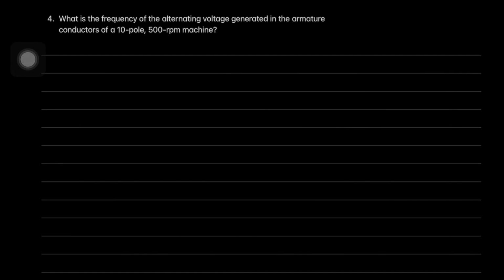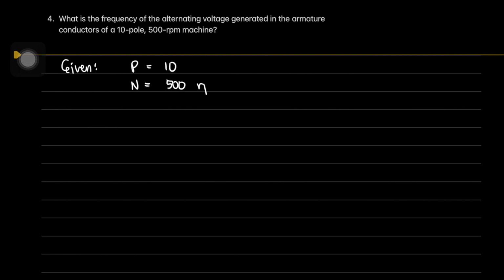Problem number 4. What is the frequency of the alternating voltage generated in the armature conductors of a 10-pole 500 RPM machine? So if we're going to list down the given in this problem, we have the number of poles, which is equal to 10, and the speed of the machine in RPM, which is 500 RPM. Now we are required to determine the frequency of the alternating voltage.